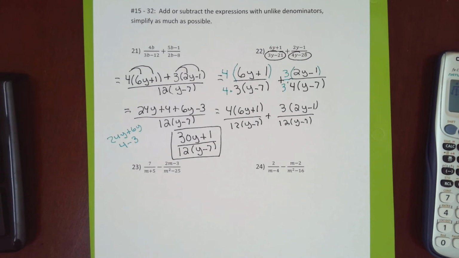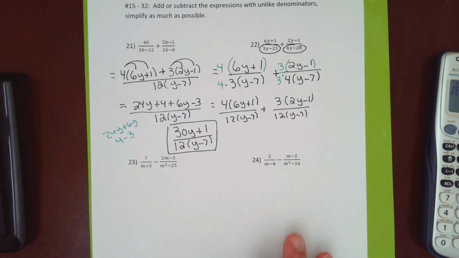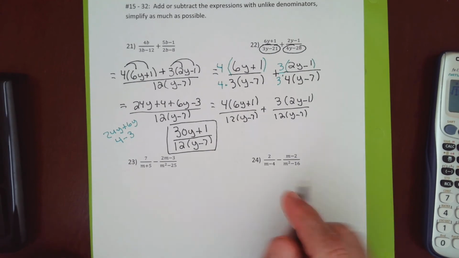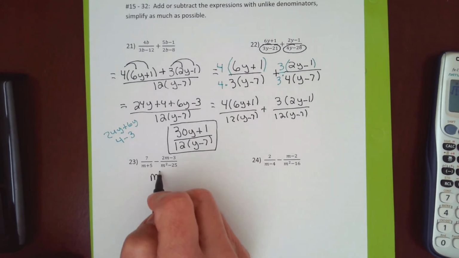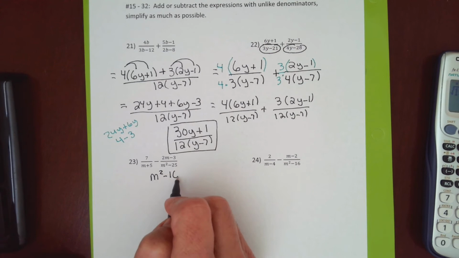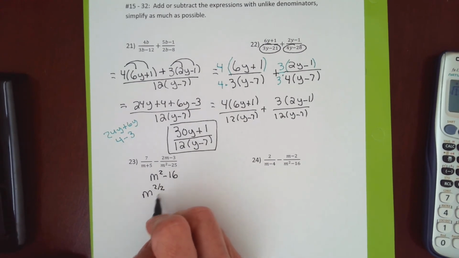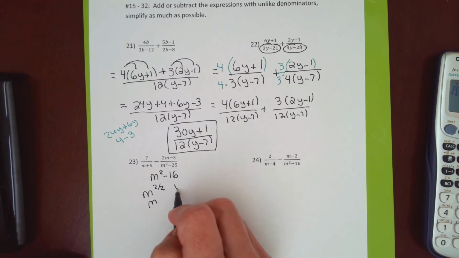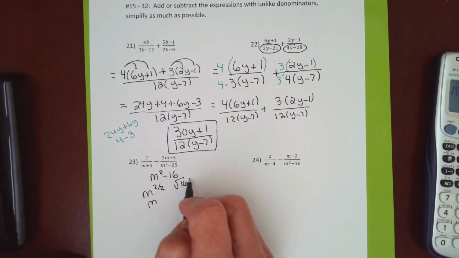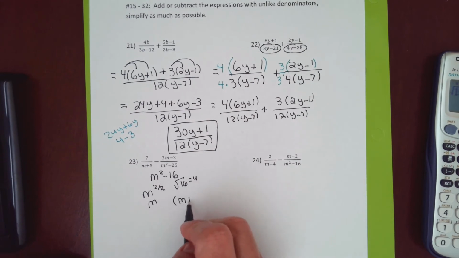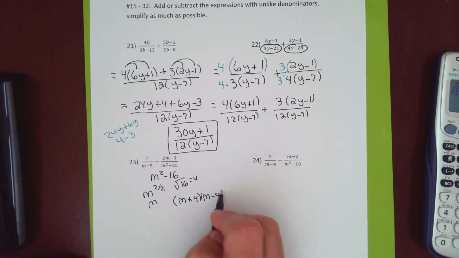For 24, I want to go ahead and factor the m squared minus 16. And real quickly, if I try to factor m squared minus 16, it's a square with a minus. I'm going to divide the exponent by 2 on the letter and get an m. I'm going to square root the 16 and get 4. When I factor that, I should get two identical parentheses, one with a plus, one with a minus.